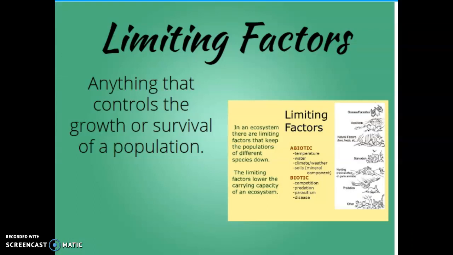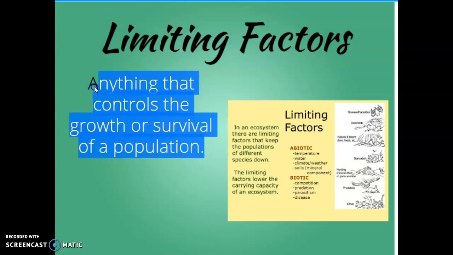Oftentimes, we have to look at what are the things that are changing the populations in an ecosystem. What's controlling the growth and the survival of a population? What makes the population of plants or animals go up or go down? And these things are called limiting factors. They are anything that controls the growth or survival of a population.